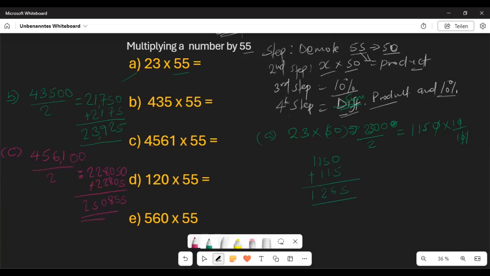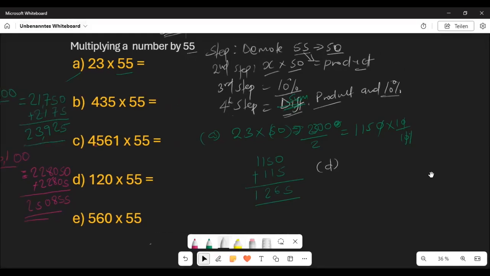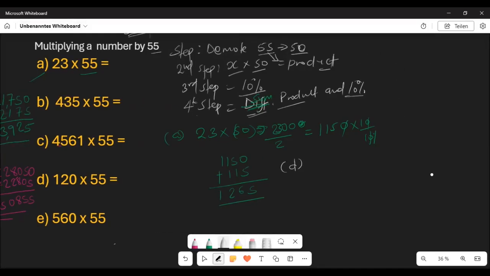And I want to do D with a white pen. So if we take D, you look here, D is 120, so we're going to just write 120 immediately. And because we want to multiply by 50 now, because we are demoting or reducing this one to 50, basically what you need to do here is add 2 zeros, and then divide by 2. Okay, so that's going to give us 6,000.